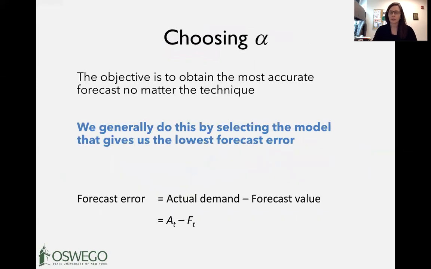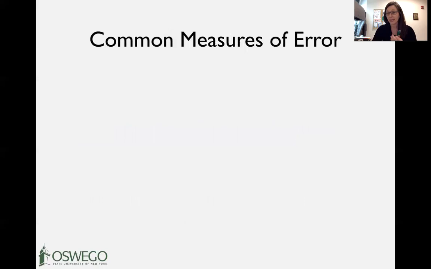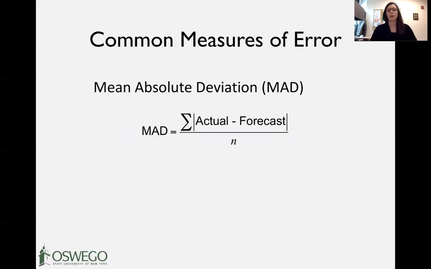Again, choosing alpha is a subjective thing, but we want to trial a bunch of different forecasting models. Also, if we're using just exponential smoothing, you can run exponential smoothing models with different values of alpha to figure out which one is going to be the best and give you the least error in your forecast. So when we talk about forecasting error, there are 3 common measures that we use.